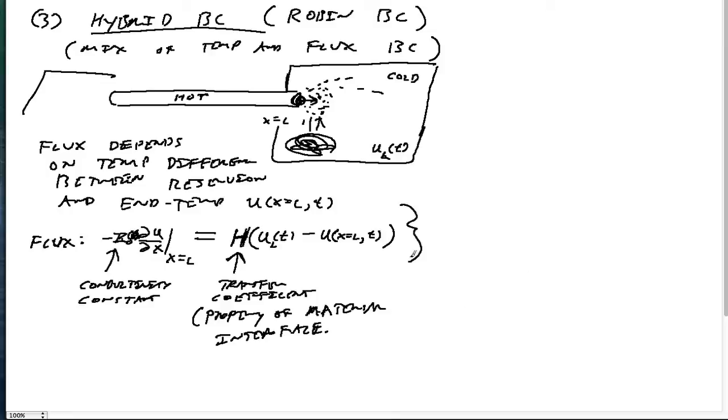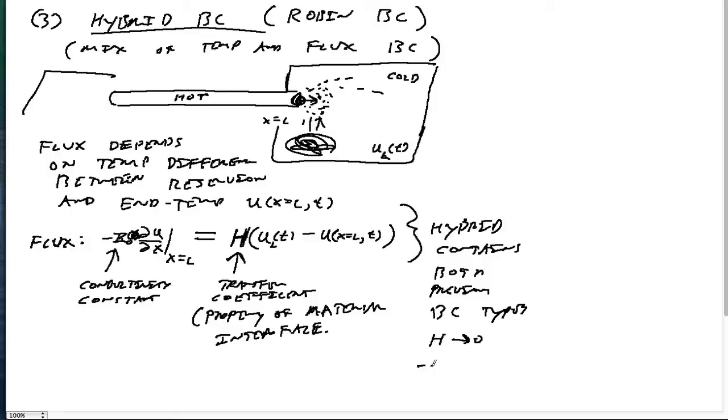we can see clearly that this hybrid condition contains a large family of previous BC types. So for instance, if I set H to 0, what we get is an insulated boundary condition.